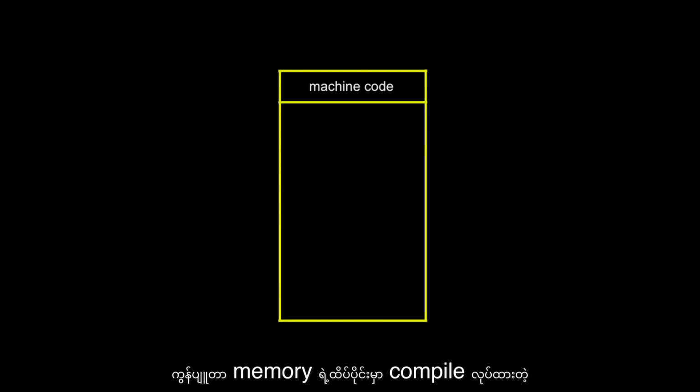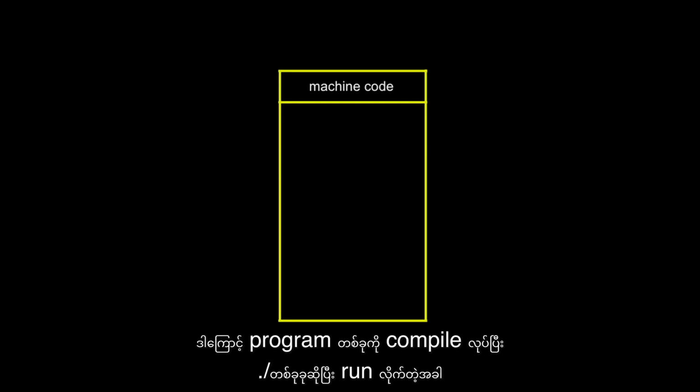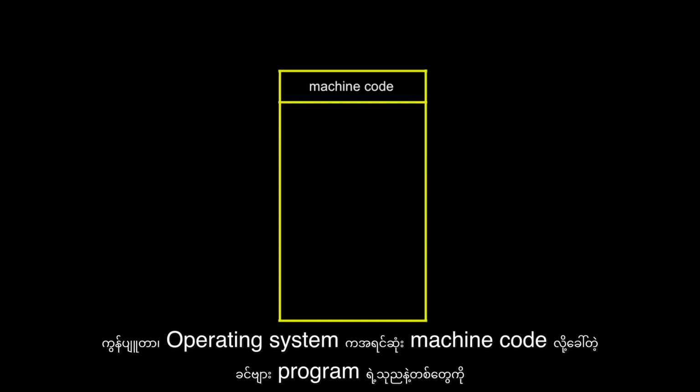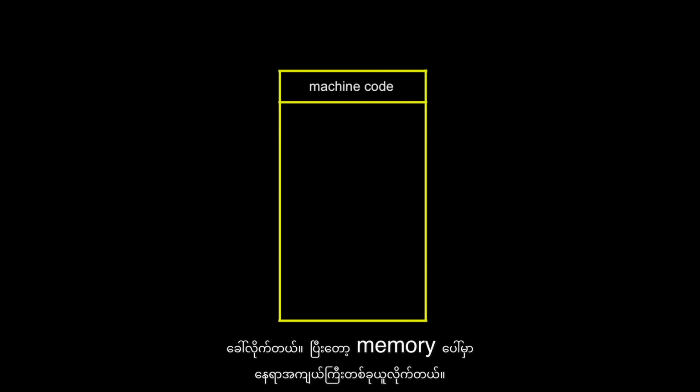Let's zoom out and consider that within your computer's memory, what a computer will typically do is store all of the zeros and ones that you compiled at the top of your computer's memory, so to speak. So when you compile a program and then run it with /whatever, or on a Mac or PC, you double click on it, the operating system first loads all of your program's zeros and ones, aka machine code, into one big chunk of memory at the top, so to speak.